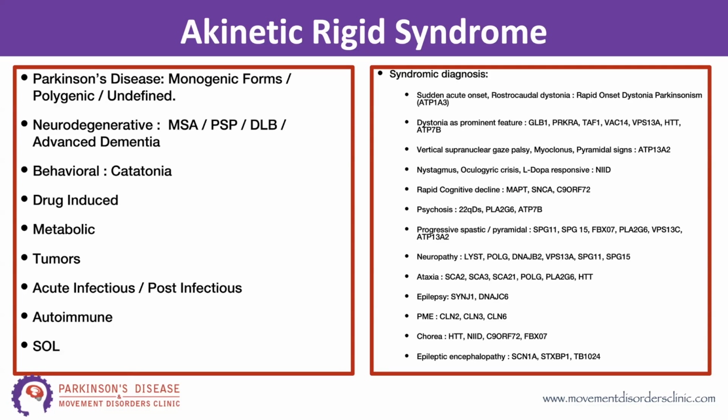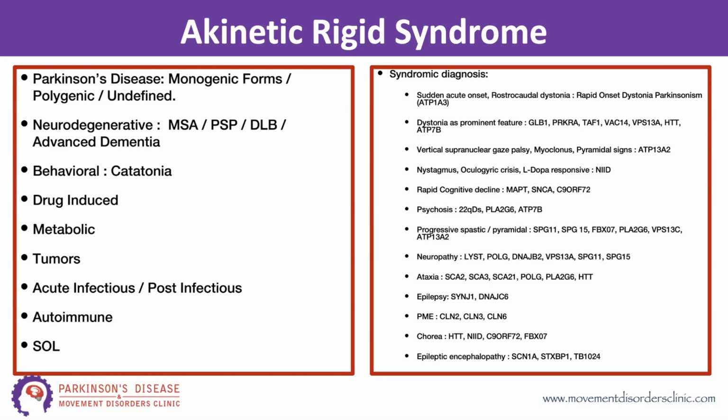When dystonia is the prominent feature, we can look into GLB1 mutation, PRKRA mutation, STAT1, VAC14, VPS13A, Huntington disease, or ATP7B. Or people with associated vertical supranuclear gaze palsy, look for myoclonus, pyramidal signs. People with nystagmus, oculogyric crisis, look for L-DOPA responsiveness, NIID, that is neuronal intranuclear inclusion disease. Rapid cognitive decline, look for MAPT mutations. Psychosis, look for 22q deletions or PLA2G6 mutations.